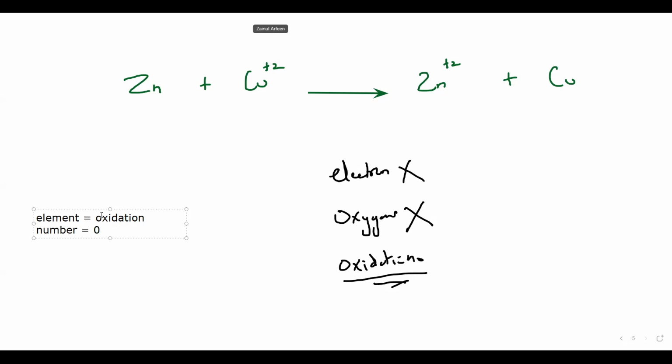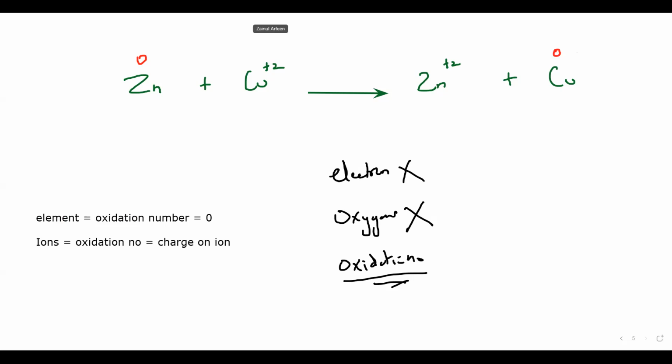But when ions are there, the oxidation number is the same as the charge which appears on the ion. So in the first part, zinc element is given, zinc atom is given, so it is 0. What is the oxidation number of copper? It is +2 because it's an ion, so the charge is the same as the oxidation number. For zinc ion, the charge is the same as the oxidation number, and for copper element, the oxidation number is 0.